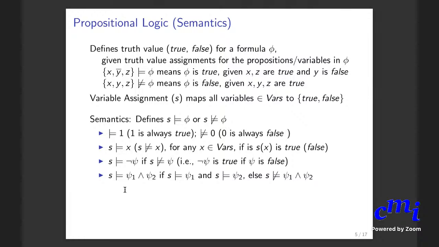Similarly, for psi 1 and psi 2, the semantics is that it holds, that it is true, if psi 1 as well as psi 2 are true for the given assignment, as both of them have to be true. If either does not hold, then we consider psi 1 and psi 2 not to hold for the variable assignment S.